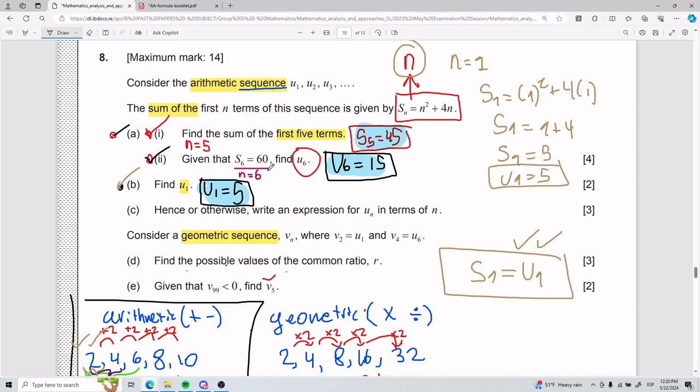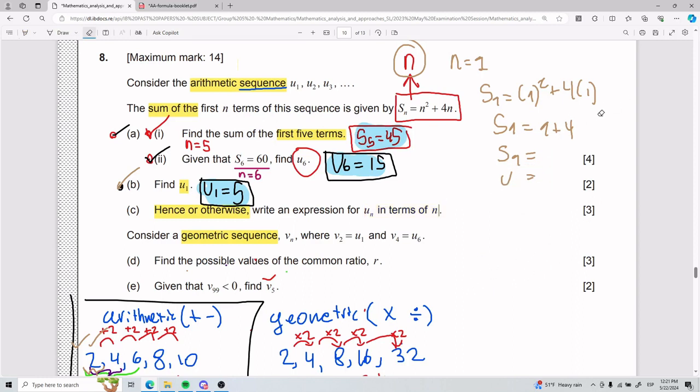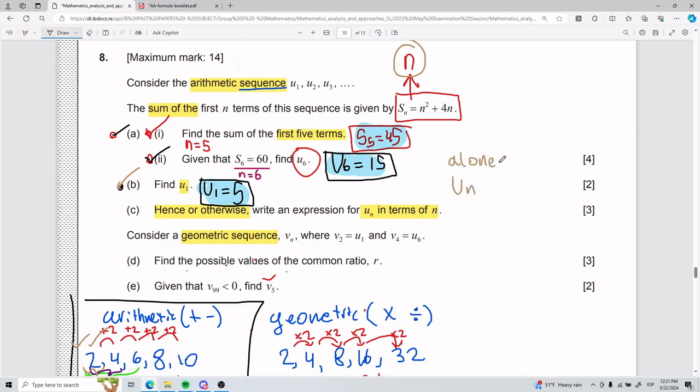equals U1, okay? Yeah, and then for part C, they use the buzzword, hence or otherwise, write an expression for, and this is interesting, UN in terms of n. And so this right here is very important for us to understand, first of all, what it's actually asking for. And so what it's actually asking for here, when it says UN in terms of n, is basically that UN is alone. Okay, so careful with that.